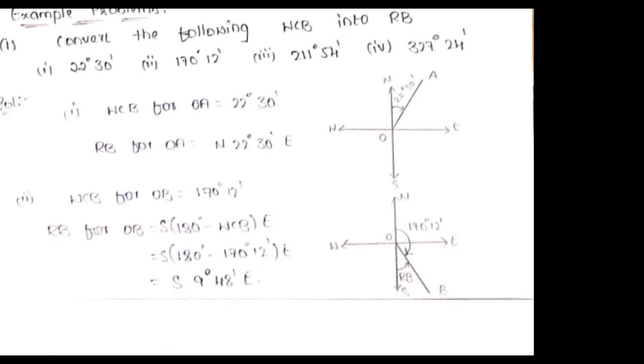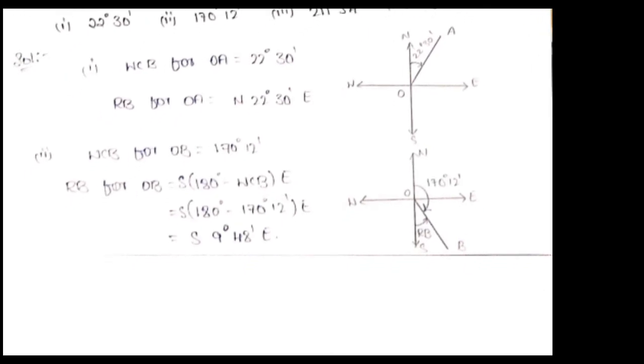Whereas coming to the second one, the angle is given as 170 degrees 12 minutes. This means it lies in the second quadrant, as we all know. So let's draw a coordinate system: north, south, east, west, and draw a line for which its whole circle bearing is 170 degrees 12 minutes. Now we need to calculate this angle, the RB. How are we going to calculate it?